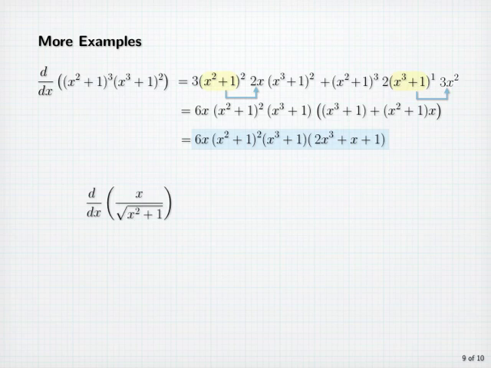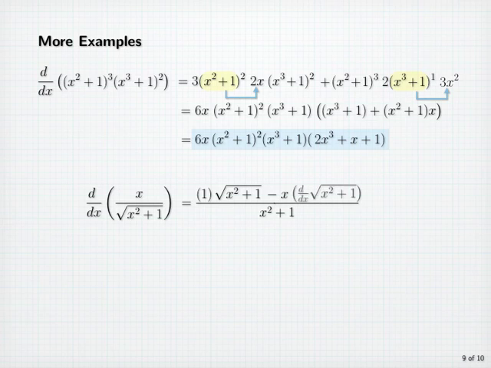Let's take the derivative with respect to x of x over the square root of x squared plus 1. Now here we begin with the quotient rule. The derivative will be a fraction whose denominator is the square of the square root of x squared plus 1. We begin writing the numerator by taking the derivative with respect to x of x, which is 1, multiplying by the denominator, and then subtracting the numerator x times the derivative of the square root of x squared plus 1. Now here's where we need to use the chain rule.